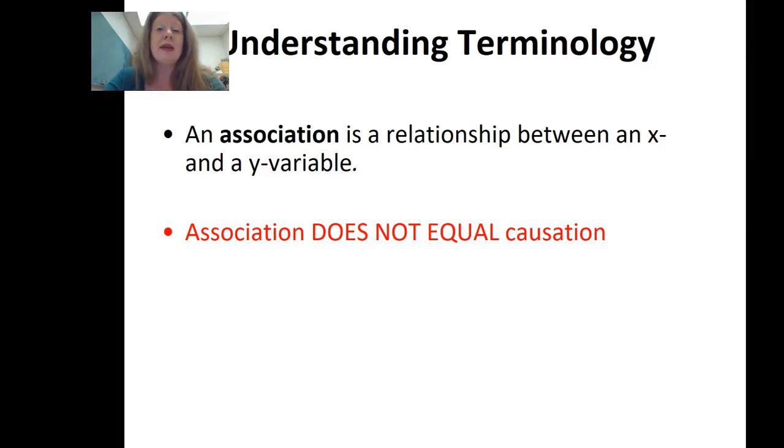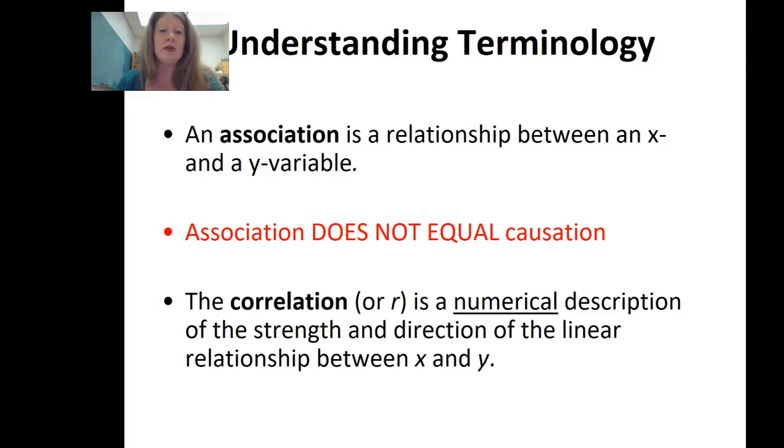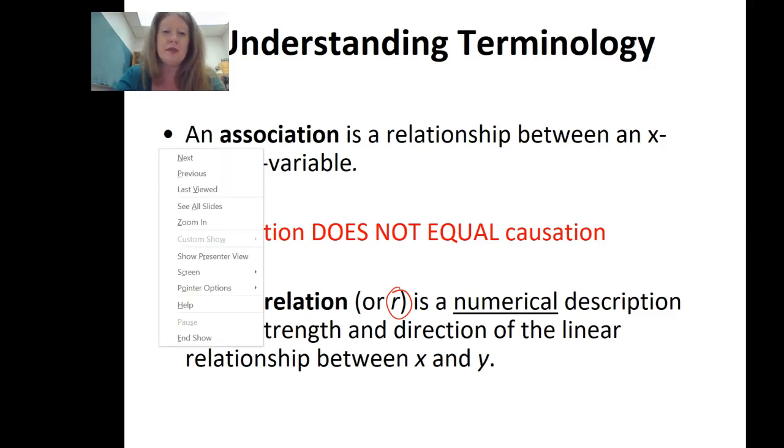A big thing that you'll hear us talk about all the time is that correlation does not imply causation. Simply because two variables seem to change together or have some kind of relationship, we need to be very careful about when we can say with any certainty that one must be causing the other. And we'll talk more about that soon. So the correlation, or r, a lowercase r, is our symbol for the correlation coefficient. This again is a numerical description of the relationship, and it tells us something about the strength and direction of that relationship.